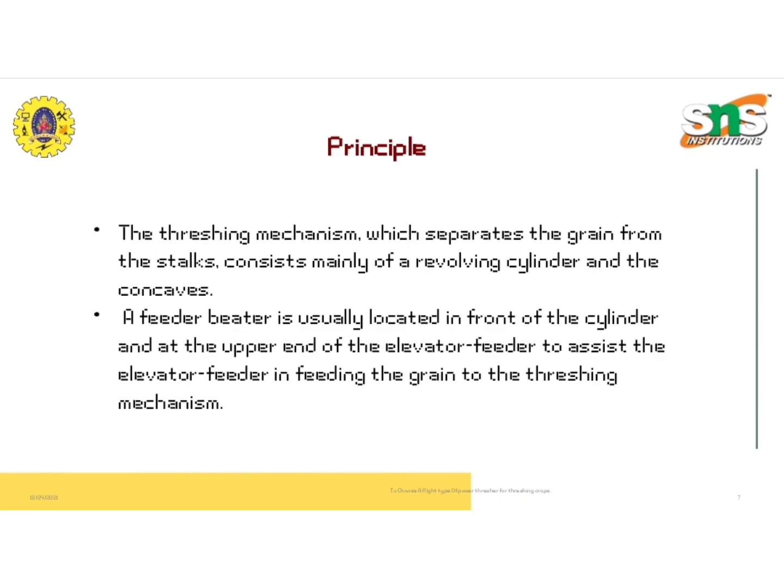Then what are the principles of threshing? The threshing mechanisms which separate the grains from the stalk consist mainly of a revolving cylinder and the concaves, and also a feeder beater is usually located in front of the cylinder and the upper end of the elevator feeder, to assist the elevator feeder in feeding the grains to the threshing mechanisms.